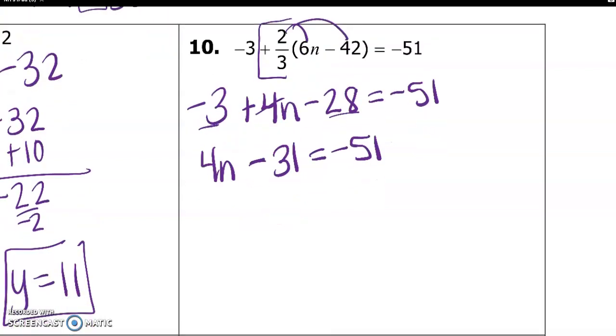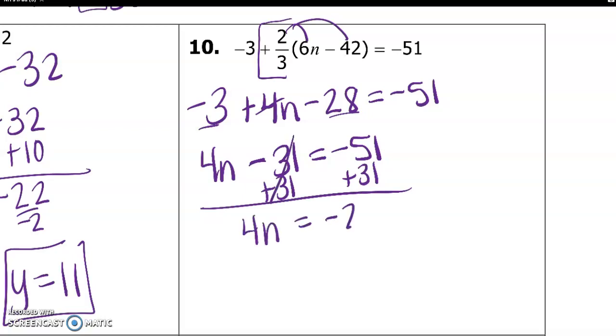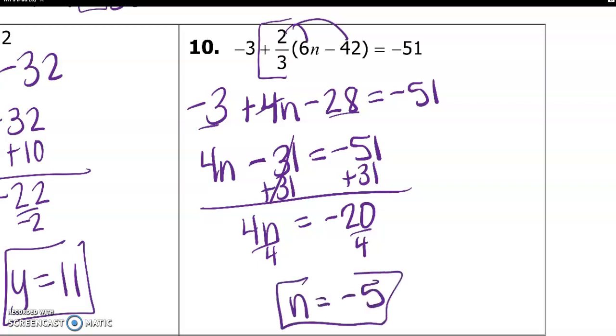From there, I would add 31. That gives me 4n equals negative 20. Then I divide by 4, n equals negative 5. So again, if you're going to check it, you're going to put negative 3 plus 2 over 3. You can do 2 divided by 3. Parenthesis 6 times negative 5 minus 42 parenthesis, and then enter. And it should give you negative 51.